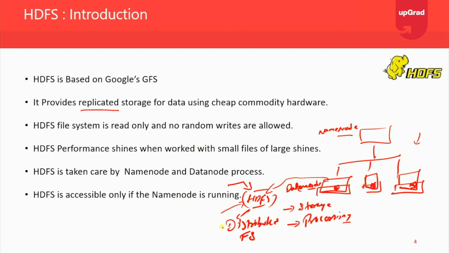HDFS provides us replicated storage. It basically means that for every piece of data, we have a replica of it available in the same file system. It means the duplicate copy. The duplicate copy of the data is created just to prevent the loss of data in case of a node failure.